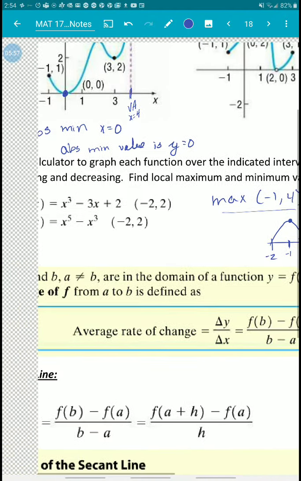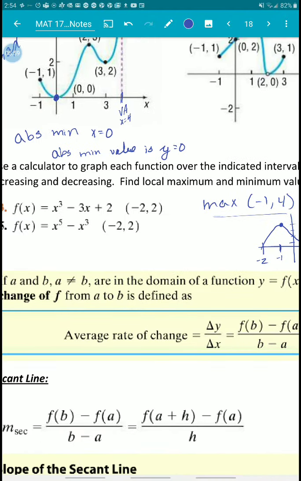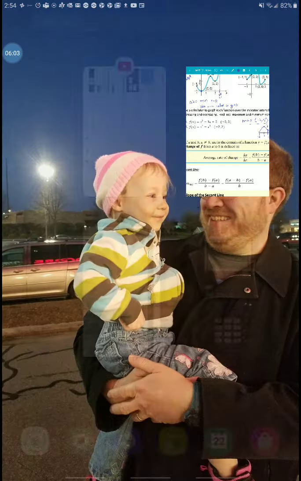We could do the same kind of thing on the next one. It's going to work the same way. If we were to graph this, x to the 5th minus x cubed.